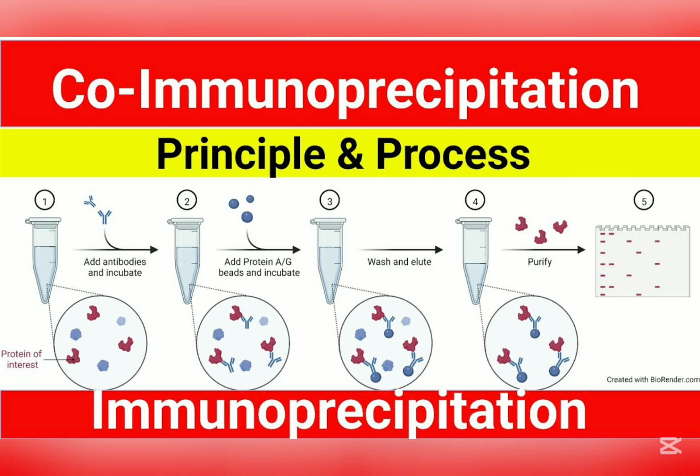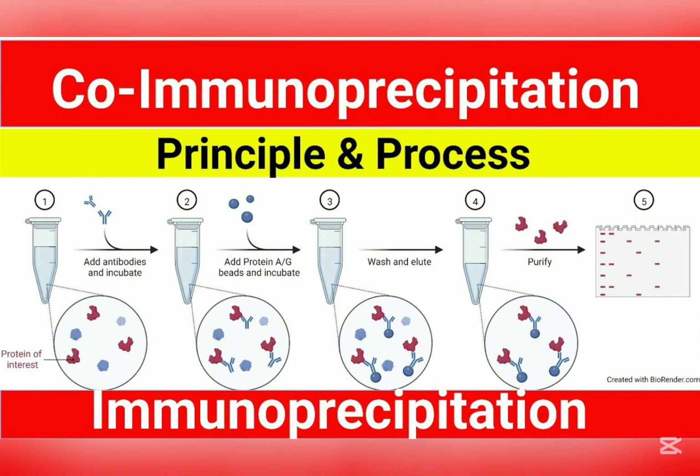Then epitope tagging. In cases where a specific protein is tagged with an epitope, such as FLAG, HA, or MYC tags, immunoprecipitation can be used to purify the tagged protein from a sample. Detection of post-translational modifications. Immunoprecipitation can be used to study post-translational modifications of proteins, such as acetylation or glycosylation. Characterizing protein complexes can help to determine the composition of multiple protein complexes.